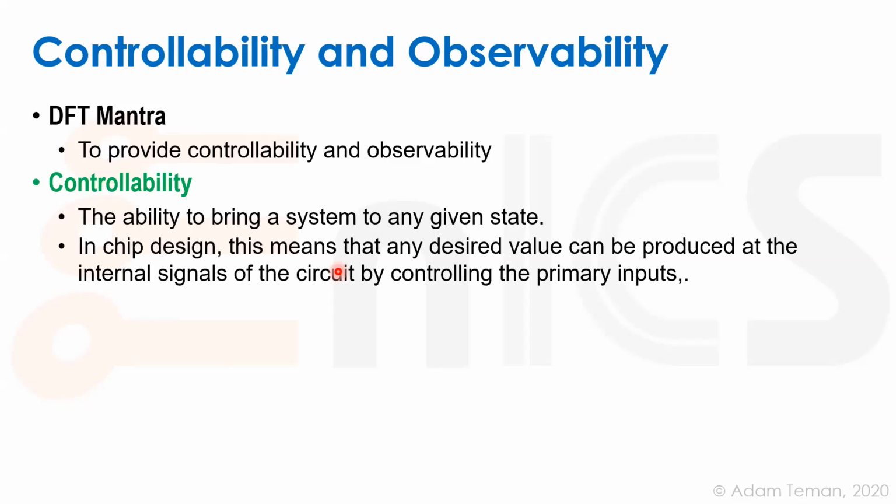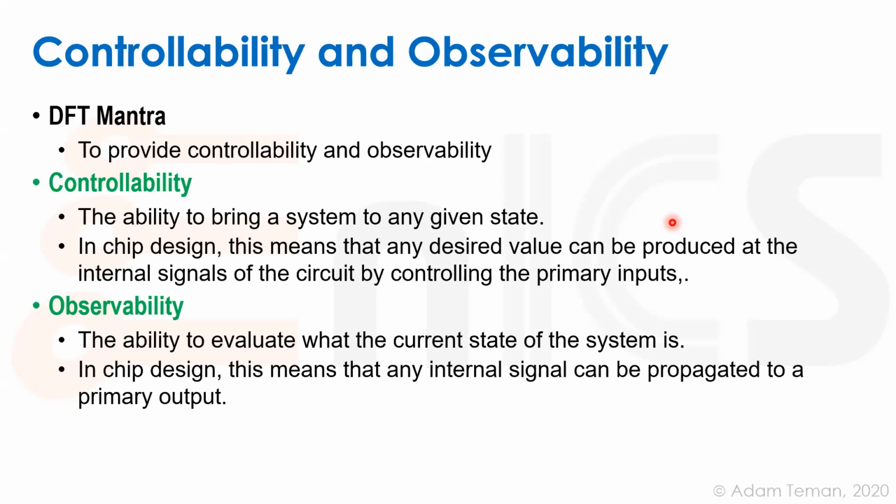circuit. What is controllability? It's the ability to bring a system to any given state, which in chip design means that any desired value can be produced at the internal signals of the circuit by controlling the primary inputs. We can only control primary inputs to our circuit. We have a chip in our hand. The only thing that we can do is put 1s and 0s on the input pins. That's the only thing we can do.